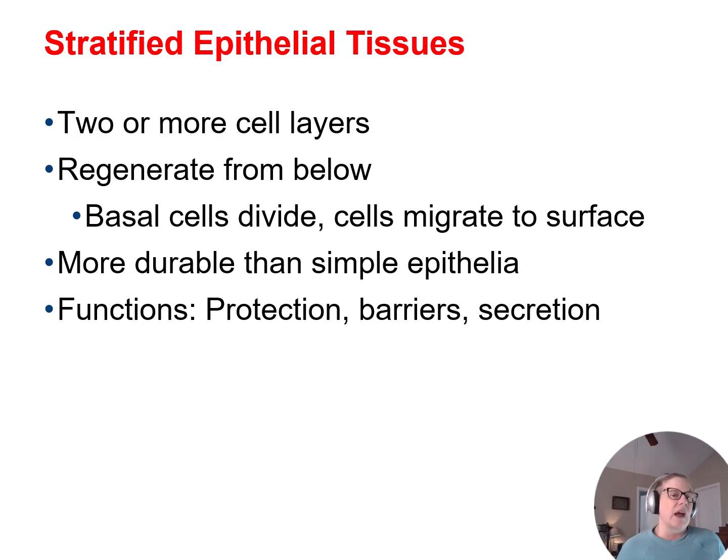So remember, one of our characteristics of epithelia is that there is an apical side and a basal side. The basal, or the bottom part of the epithelia, is where you find the cells that are proliferating. And then as these cells mature, they move to the outer layers of the tissue. Stratified tissues are much more durable, so they're used for functions like protection, barriers, and sometimes secretion.